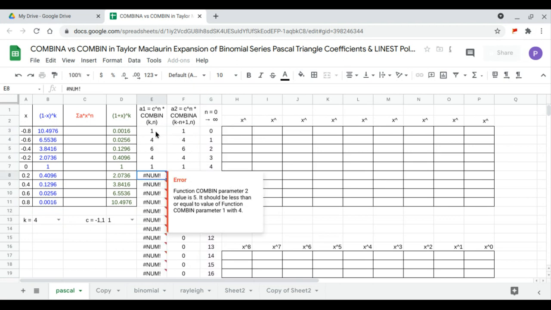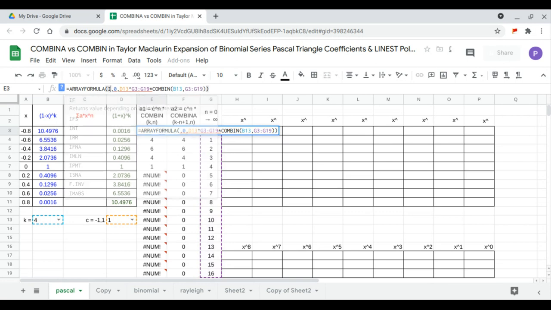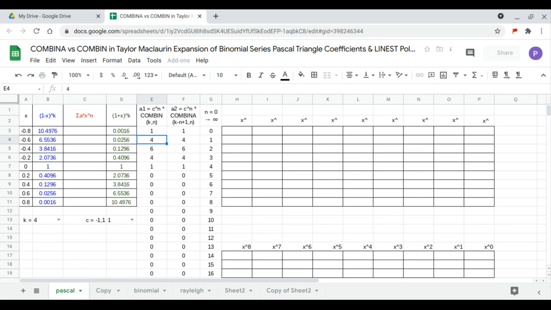We'll apply the same correction. That is, we have this correction: if n is greater than k, then 0. Otherwise, calculate. Now it's corrected.